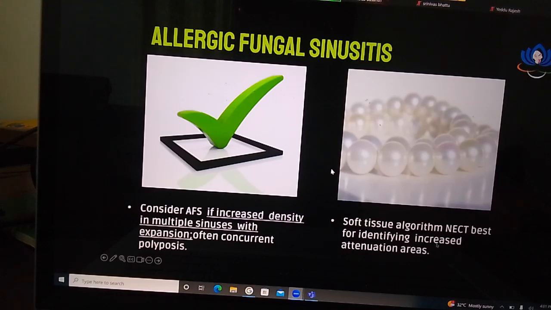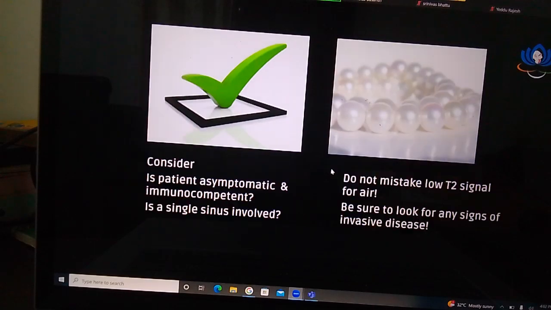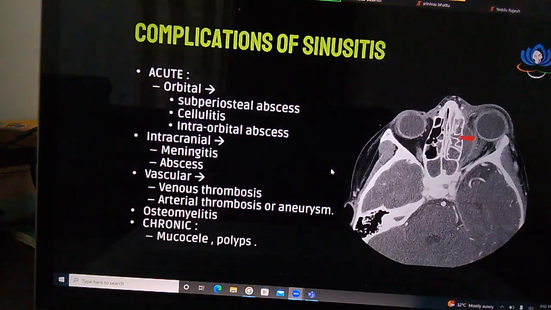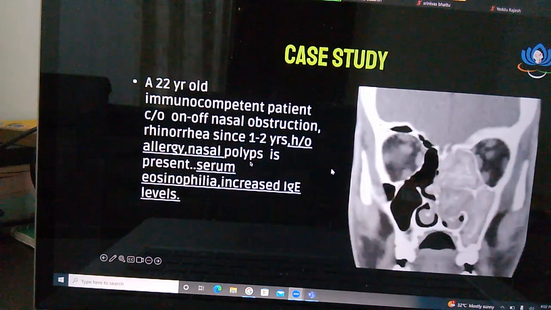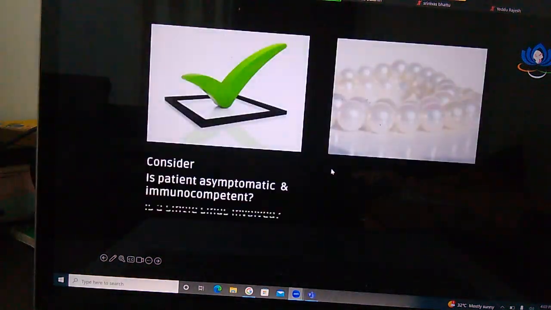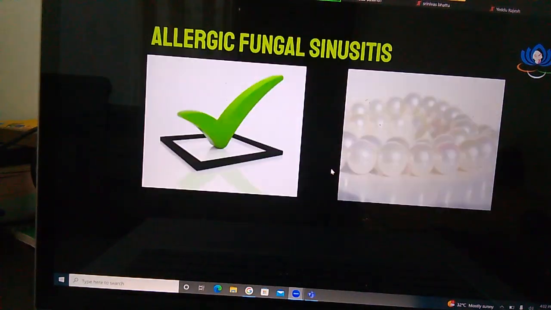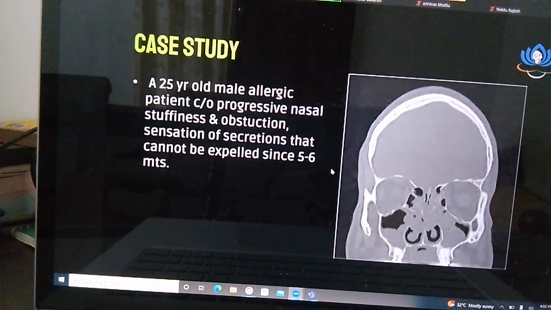Use the soft tissue algorithm and a non-enhanced CT scan for identifying increased attenuation areas. So we go back to that picture, soft tissue attenuation. Remember this: this is the double density with soft tissue attenuation. This is a soft tissue window where it shows the double density and expansion of the sinus in allergic fungal sinusitis. So that we need to remember when we assess the disease.